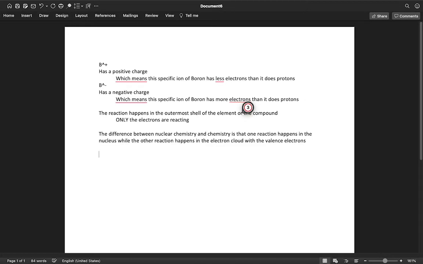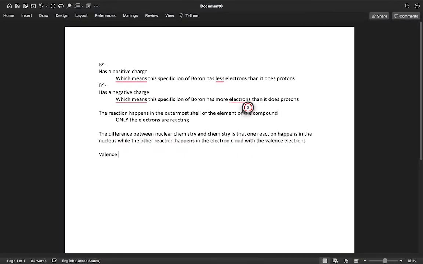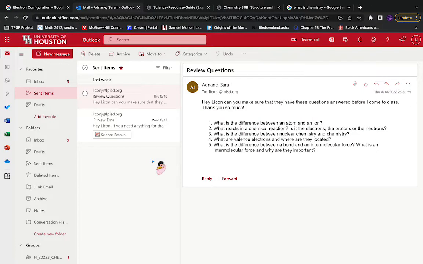Okay, the fourth question: what are valence electrons and where are they located? So valence electrons are the electrons that do the reacting, and they are located on the outermost shell. We kind of already went through these questions, but this is just a summary for the end of this little lesson. And number 5, what is the difference between a bond and an intermolecular force?